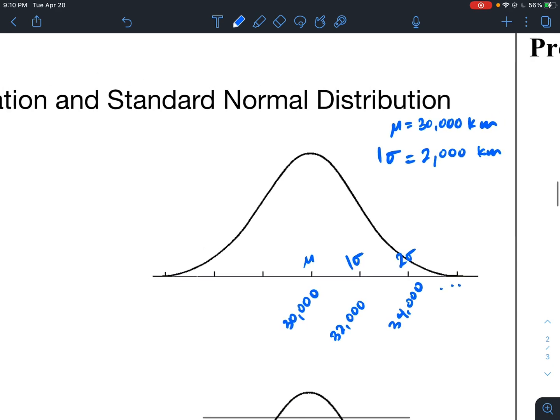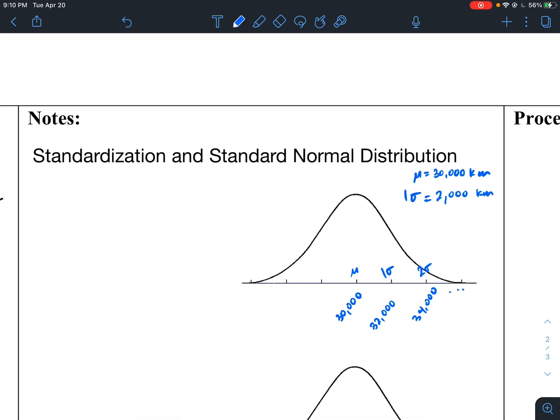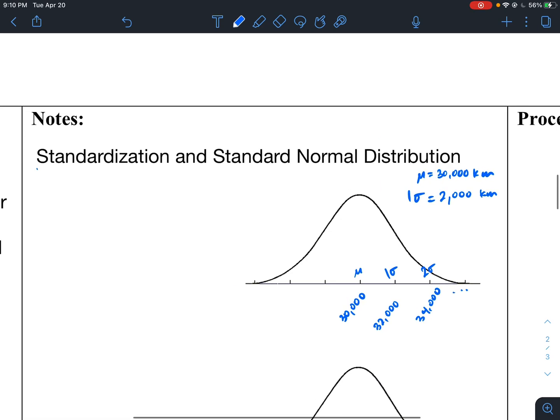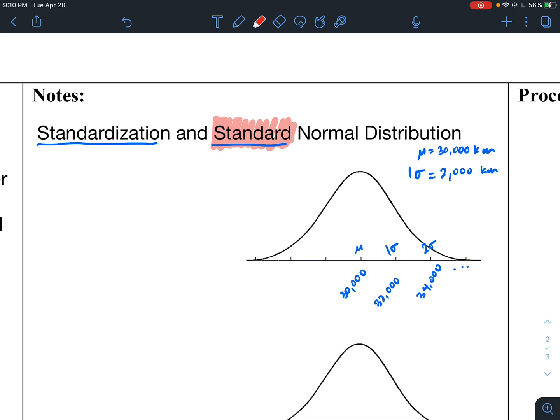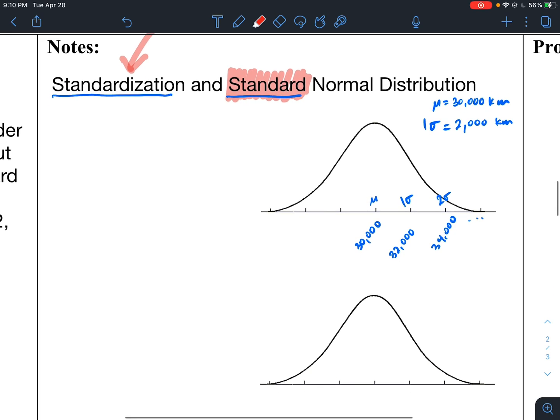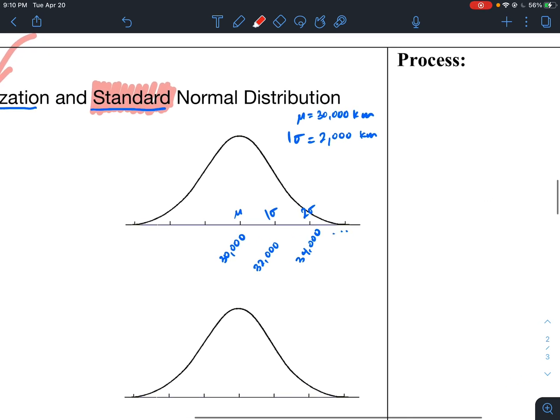Now, we're going to be talking today about standardization and the standard normal distribution. Right now you are familiar with a normal distribution, and we went over many examples of it. Today's keyword is the standard normal distribution. In order to find a standard normal distribution, we have to undergo a process of standardization, which takes anything that is normally distributed.